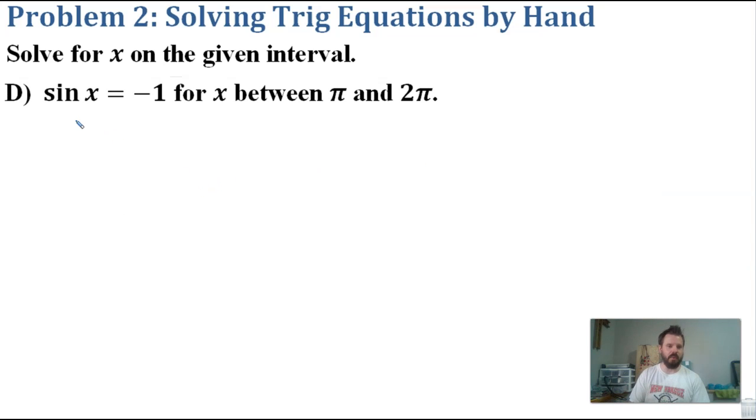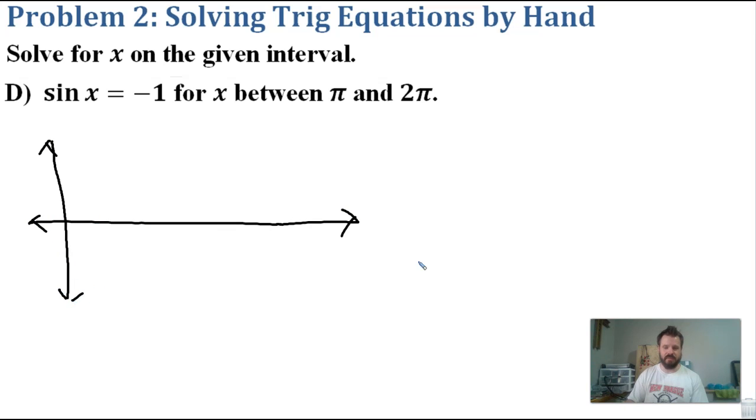All right, so for D, we want to solve sine of x equals -1 for x between pi and 2 pi. Again, since we're talking about something I can't have a right triangle for, I can't make a right triangle where the opposite side over the hypotenuse is equal to -1. Hypotenuse has to be bigger, can't happen. So that's why I know I'm going to go to the graph of the sine wave.